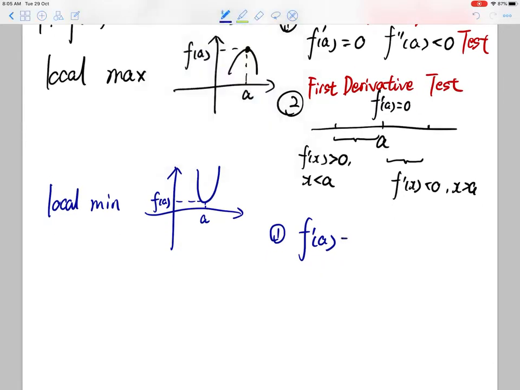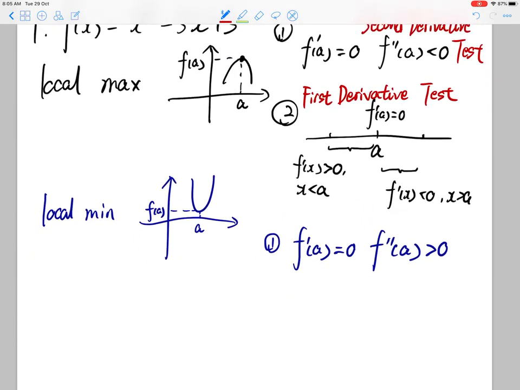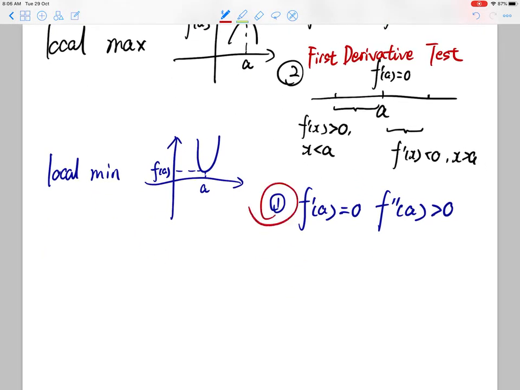For the local minimum, the first order derivative is also 0. For the second order derivative, as you can see, the function is decreasing first, then increasing, so the second order derivative is greater than 0. Again, this is called the second derivative test.